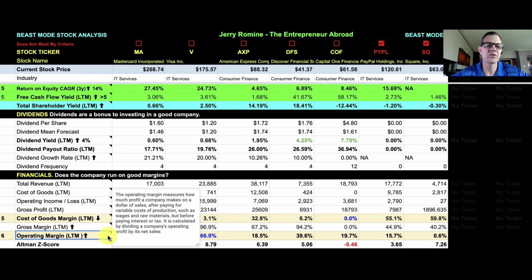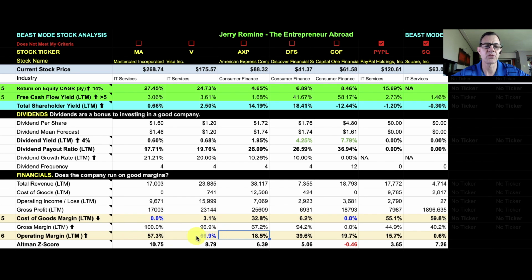The operating margin is one that I really like to look at, and this measures how much profit a company makes on a dollar of sales after paying for variable costs of production, such as wages and raw materials, but before paying interest or tax. It is calculated by dividing a company's operating profit by its net sales, and we want the highest number possible. So what's jumping off the page on this one is MasterCard and Visa are both coming in strong at 57.3% and 66.9%. Discover Financial also gets an honorable mention, coming in pretty good at 39.6%.